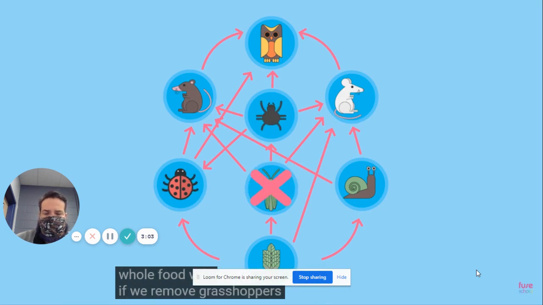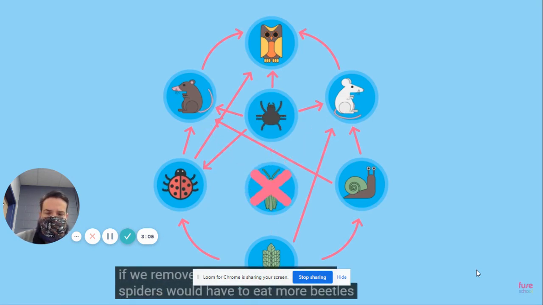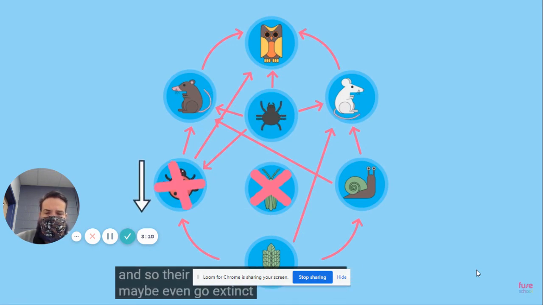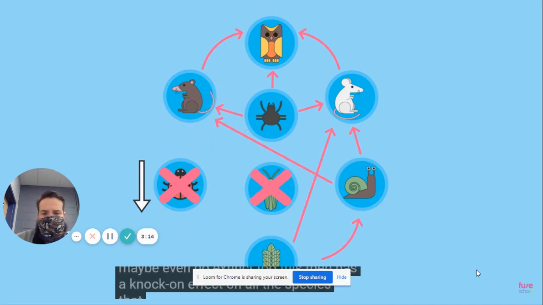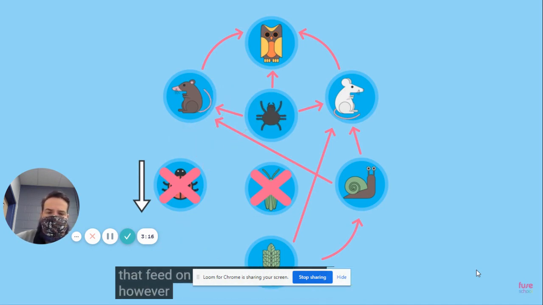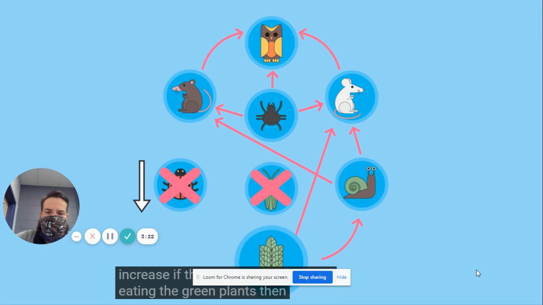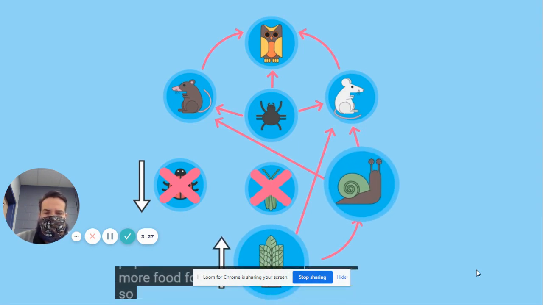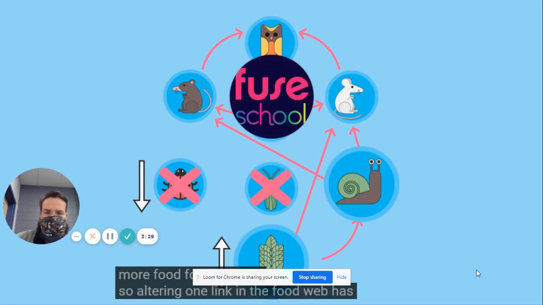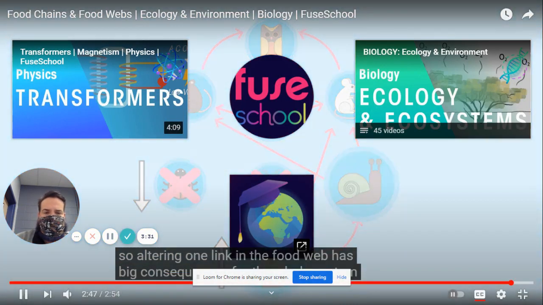If we remove grasshoppers, then the spiders would have to eat more beetles, and so their population would decline. Maybe even go extinct too. This then has a knock-on effect on all species that feed on the beetles and so on. However, some population sizes will increase. If there are less individuals eating the green plants, then their population will increase, which provides more food for the snails. So altering one link in the food web has big consequences for the whole system.